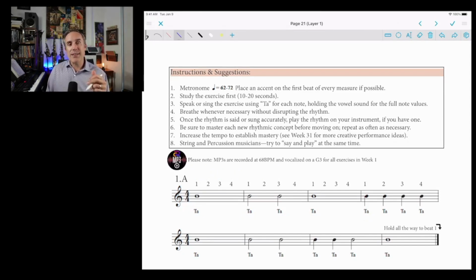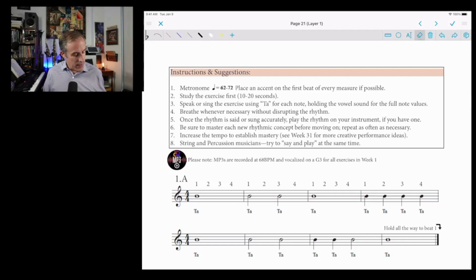Before we start practicing exercise 1A, I want to go over the instructions and the suggestions that precede all of the exercises and every week in the book, including the bonus weeks. They change slightly as you get through the book, but for the most part, they're pretty consistent. So let's go through those quickly.